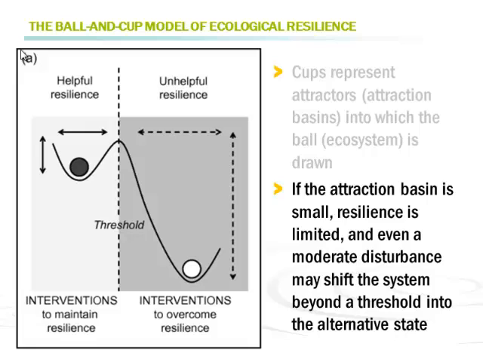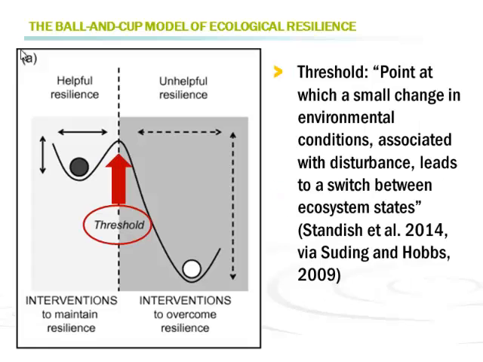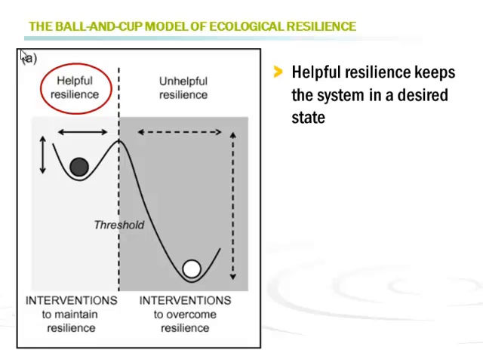So if the cup is small, you have relatively limited resilience, and then a disturbance may shift you over a threshold into a different state. In this case, we have a threshold, which is that point at which a small change in environmental conditions associated with some type of disturbance can lead to a shift in the state of your system. And that new state may be more desirable if you're passing a threshold due to your restoration actions and improving the ecosystem functions, or in many cases, it's pushing you into a more degraded, less desirable state. So a couple concepts that are important as we think about this is the idea of helpful resilience.